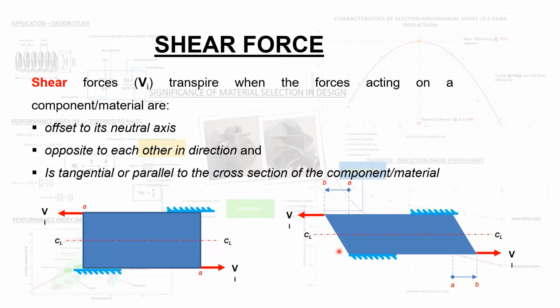Due to this fact, the reaction with respect to the applied force will cause the component to distort. This is essentially what denotes the shear force. So I've defined the shear force as follows. The shear force, normally characterized by the capital letter V, transpires when the forces acting on the component or material are offset to the neutral axis, as shown in the diagram.